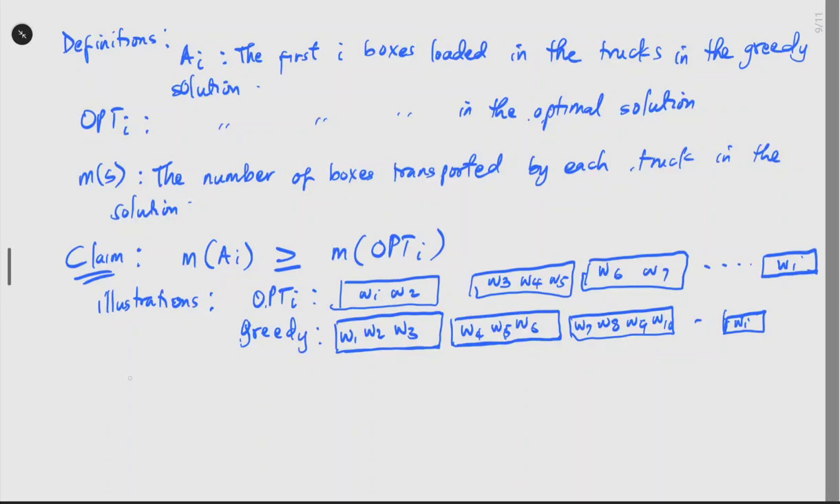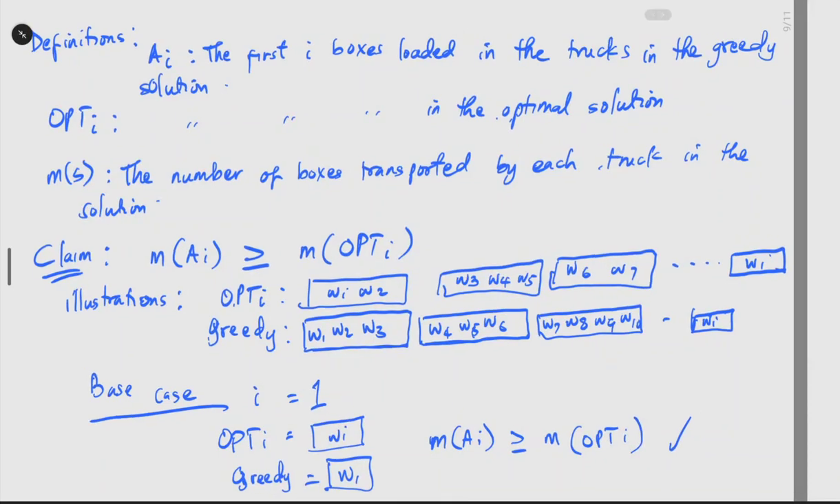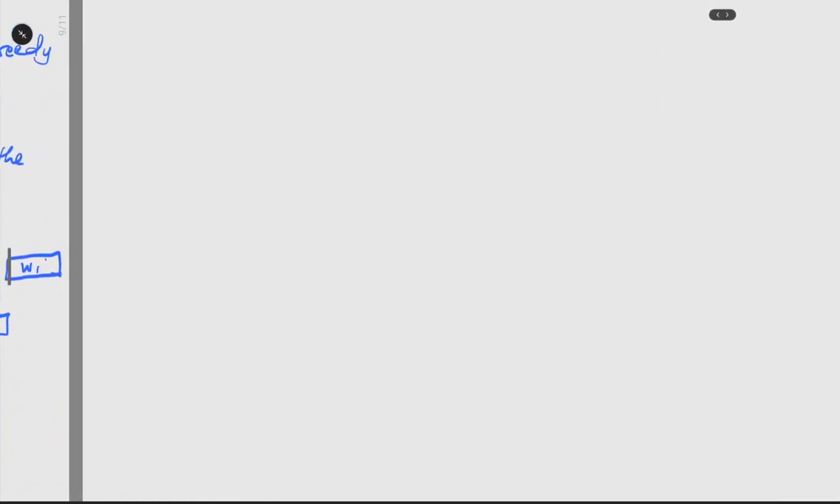So now let's consider the base case, where i equals 1. When we have one box, the optimal algorithm will use one truck, right? We'll use one truck, and the greedy would also use one truck. So our claim holds that this is greater than or equals this. This still holds, it's true. So let's consider the induction case.